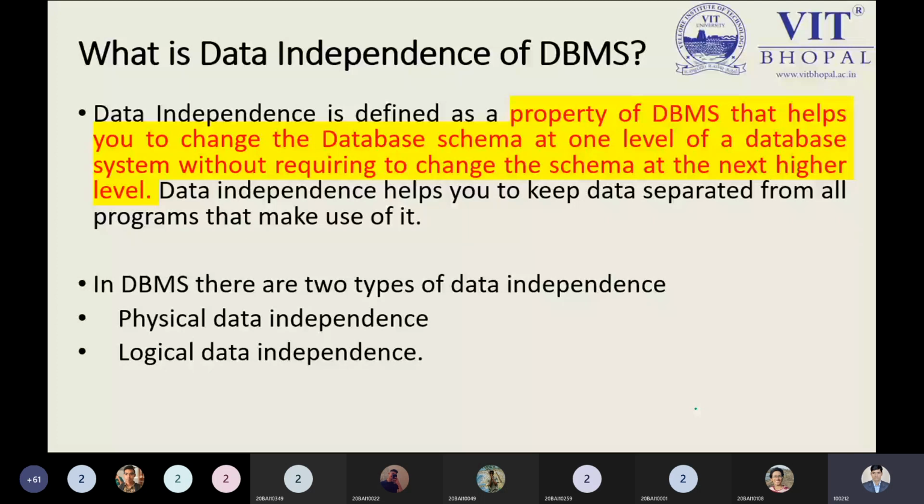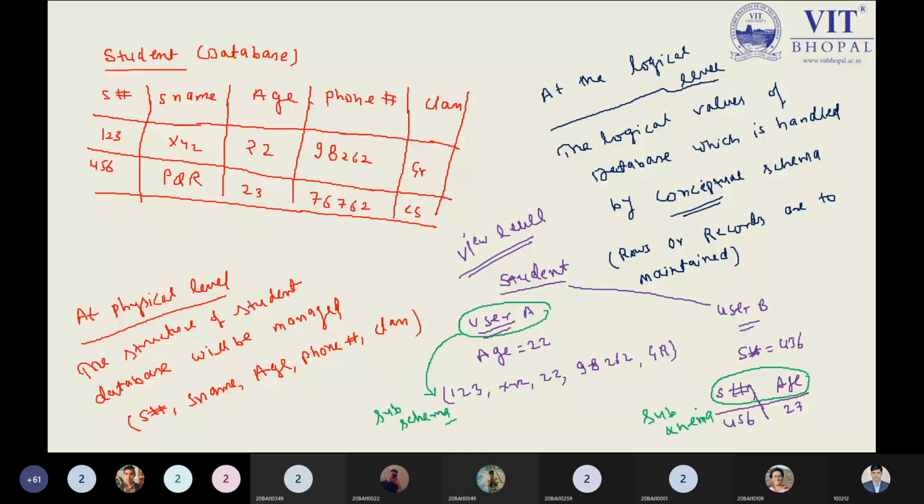For simplification, I can give you some idea with the help of my example, as we have discussed. Let me explain the idea of the physical schema and logical schema, as well as physical data independence and logical data independence.